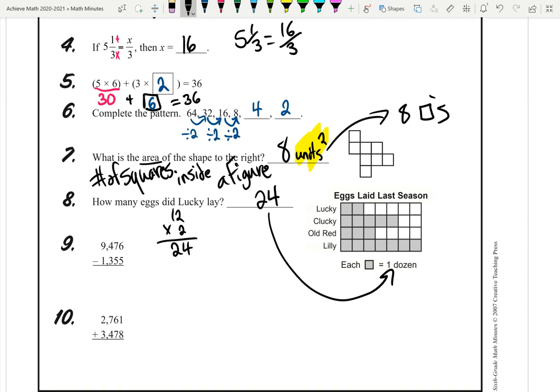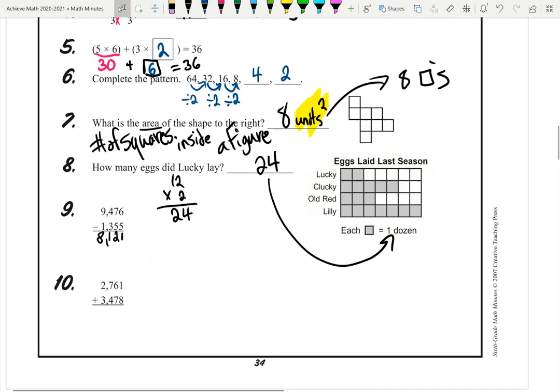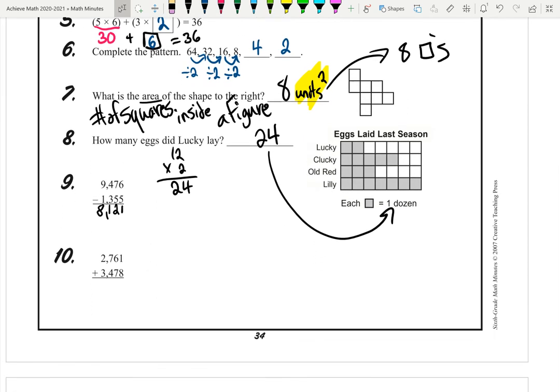Number 9, I'm going to go ahead and have to subtract and calculate the difference. I start from the right side. 6 minus 5 is going to be 1. 7 minus 5 is going to be 2. 4 minus 3 is going to be 1. 9 minus 1 is going to be 8. No borrowing required because all the numbers on the top were a greater value than the numbers below.